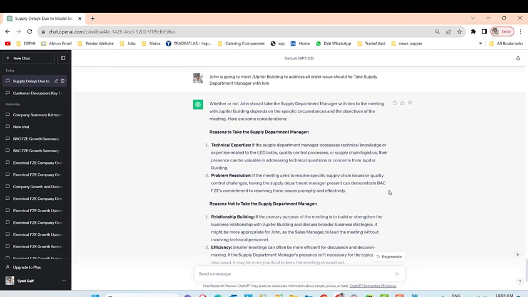Whether or not John should take the supply department manager with him to the meeting with Jupiter depends on the specific circumstances and the objective to achieve. Here are some reasons to take the supply department manager. Technical expertise. If the supply chain department possesses technical knowledge, expertise in quality control, supply chain logistics, their presence can be valuable in addressing technical questions or concerns from the Jupiter building. Problem resolution. If the meeting aims to resolve a specific supply chain issue, quality control, having the supply chain department can demonstrate a commitment to resolve.